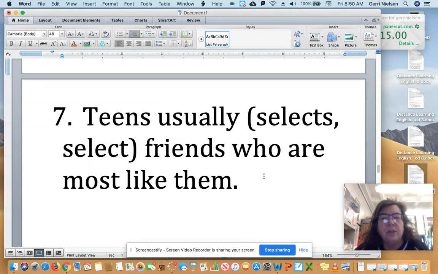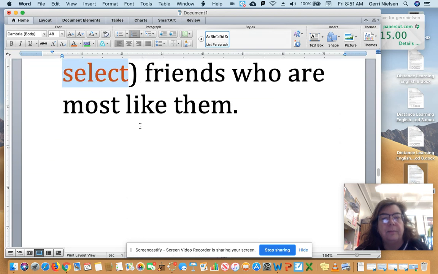Number 7, teens usually selects or select friends who are most like them. There's your verb choices, selects or select. You got to ask, who is it that usually selects or select? It's the teens. So teens is plural. Do we want teens selects or do we want teens select? We want the plural verb for teens, so we want teens select.